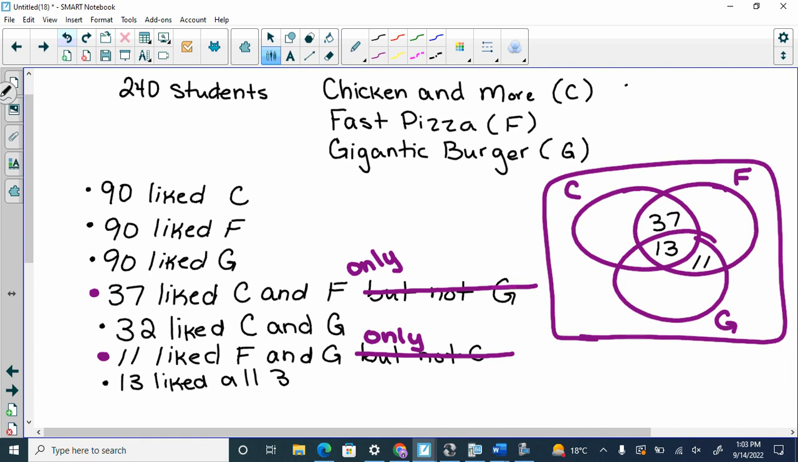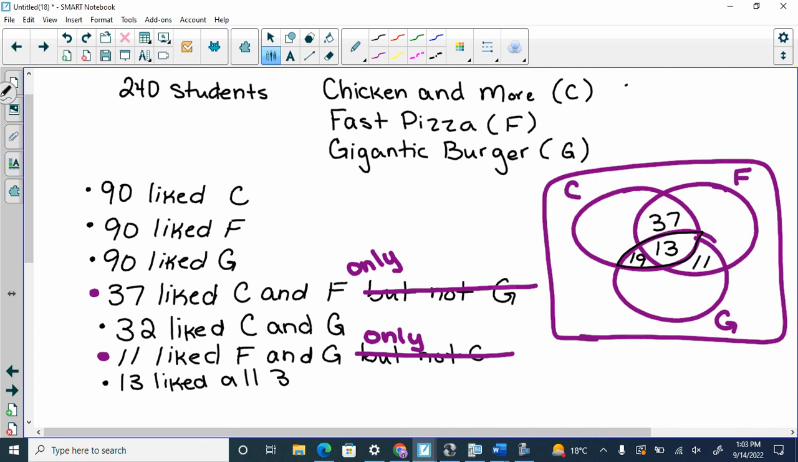What do I have to do? Why? Because it doesn't say only, so it would be the whole eyeball. I have 32 in here. When I subtract them, what do I get? 19. Perfect. Okay. Done, done, done, done.